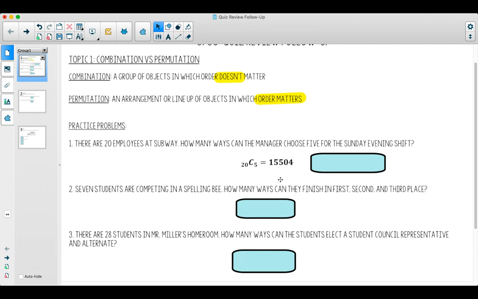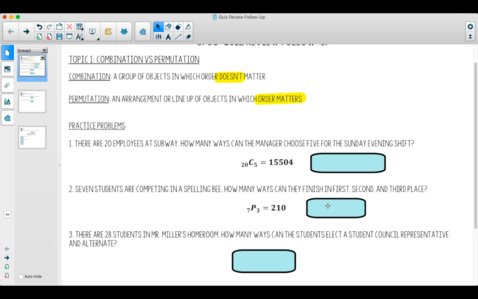In problem number 2, 7 students are competing in a spelling bee. How many ways can they finish in first, second, and third place? Here, order is going to matter, so it's going to be a permutation. So it's going to be 7 permutation 3. I typed that right in my calculator, and I got 210 different ways. I'm going to have you try 3 and 4, and then we'll check them.